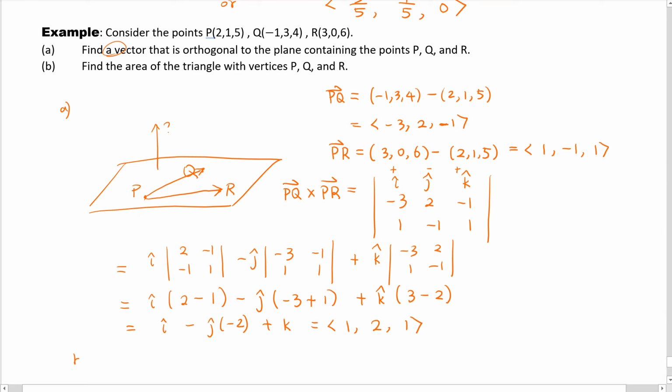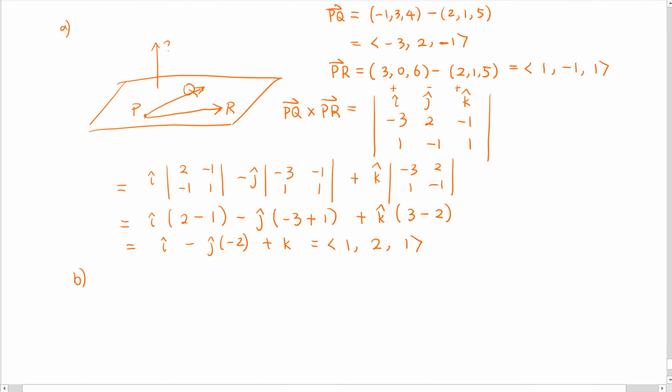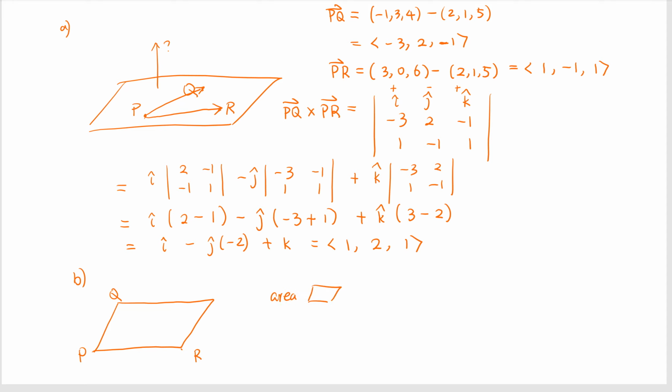Alright, let's continue. What is the area of the triangle with the vertices P, Q, and R? Okay, let me draw a picture here. So we have P, Q, and R. Remember, what does the magnitude of the cross product give us? It gives us the area of the parallelogram.